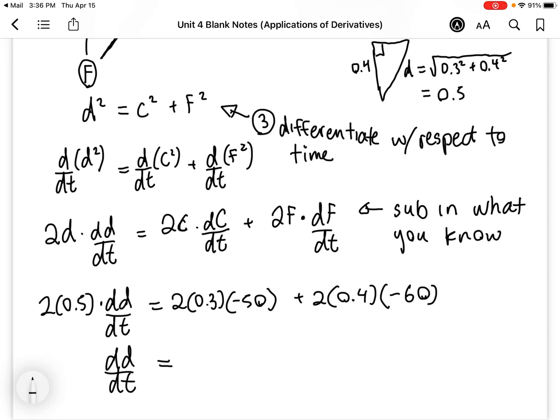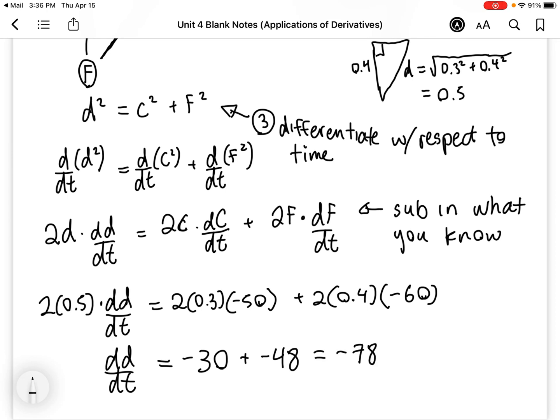and then 2 times 0.3 is 0.6 times -50 is -30, plus 2 times 0.4 is 0.8, times -60 is, I think, -48. So that is -78, okay?